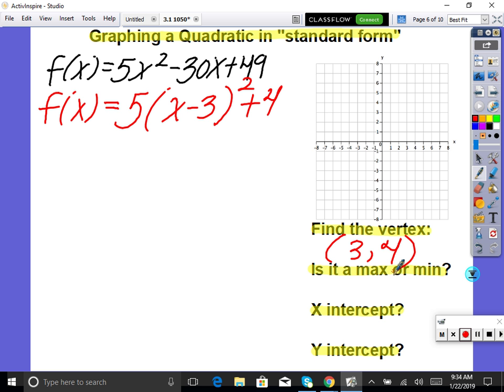Okay, good. Is it a smiley face? Yes, so it's a min. Is there any x-intercepts? Think about it. Shifted right 3, up 4 units, and it's facing upward. Any x-intercepts? None. Our y-intercept takes 2 seconds. 0, comma 49. Very good. Questions on that? You guys did awesome.